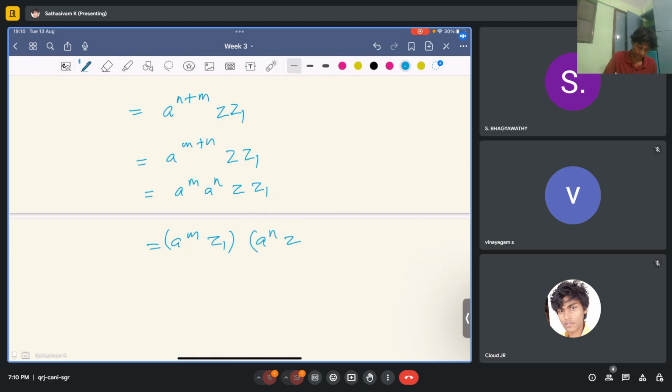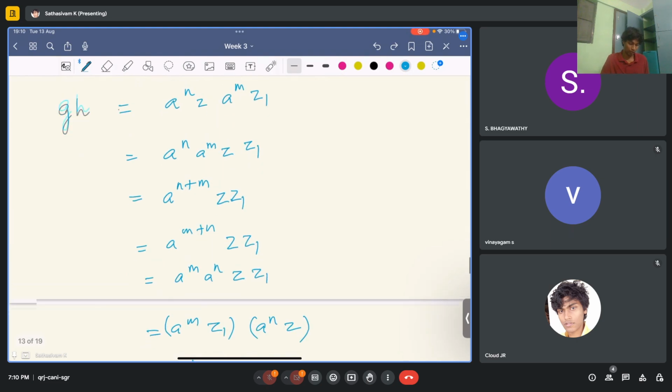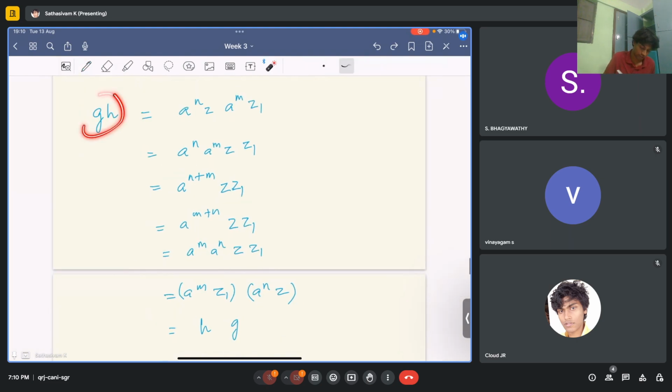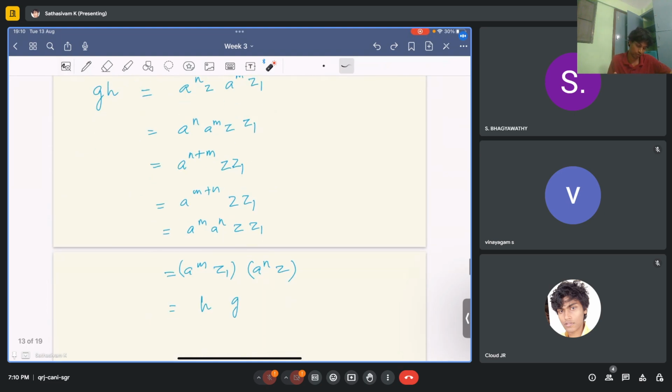Okay. Now you just change the bracket here. What this is nothing but, this is h, and this one is g. This one is h. So what we have proved is GH is equal to HG. Because these elements, A power m and A power n, commute with each other, and this element in the center commutes with everything, we can move it according to our wish. So basically, these elements commute with each other, and let's just move it around, and then we have proved it.